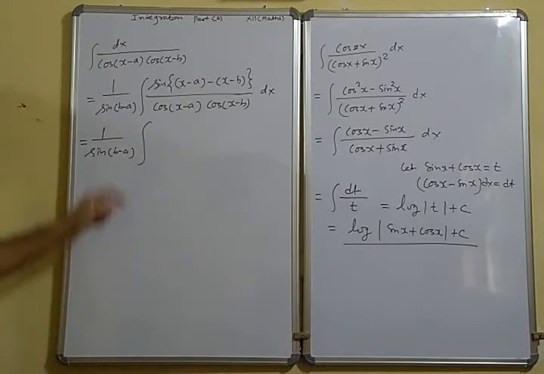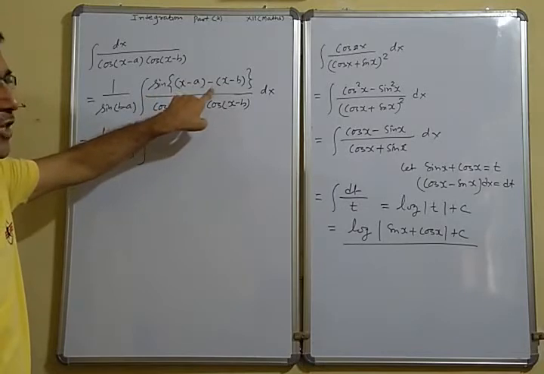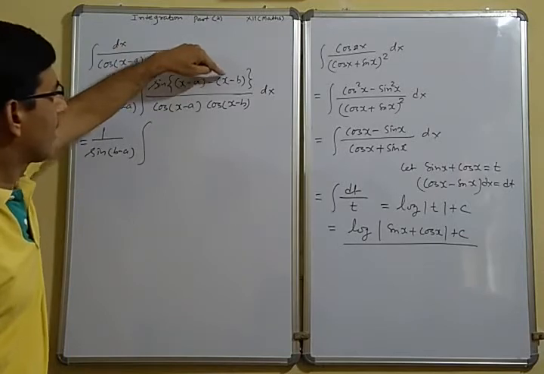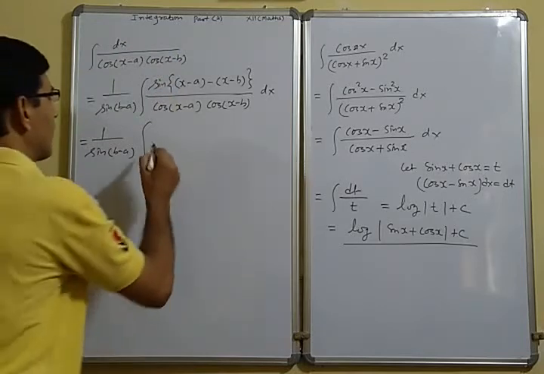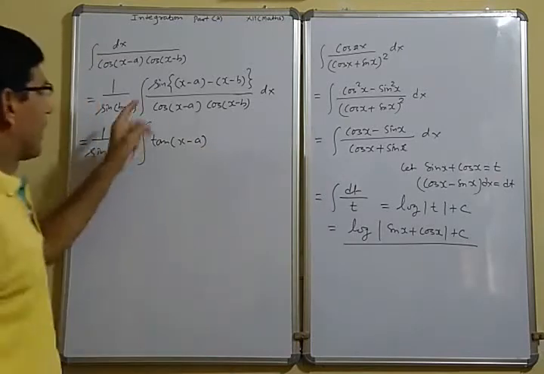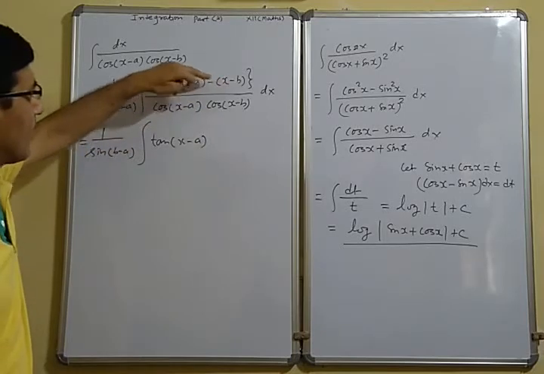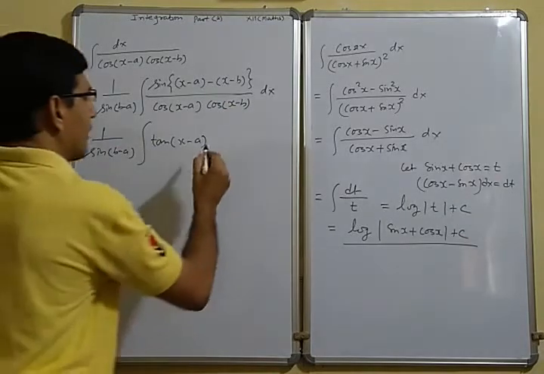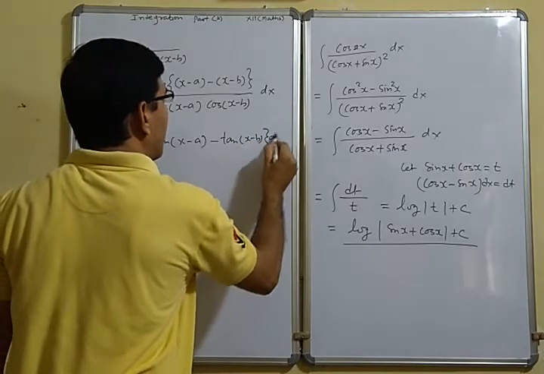So this becomes 1 upon sin(b minus a). Now integration: using the formula sin(A minus B) = sin A cos B minus cos A sin B. So sin a cos b, cos(x minus b) cancels out when we divide. So sin a upon cos a becomes tan a. So this becomes tan(x minus a), from sin a cos b minus cos a sin b. So cos a cancels out, and sin(x minus b) upon cos(x minus b) becomes tan(x minus b). So that is minus tan(x minus b) dx.